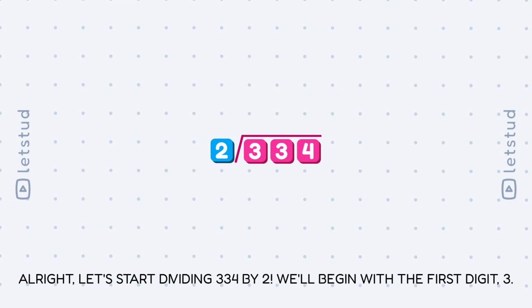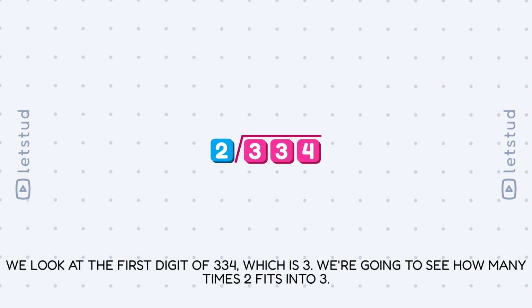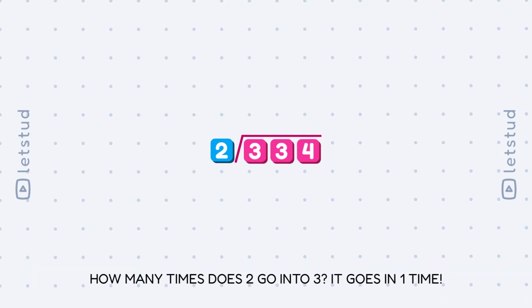Alright, let's start dividing 334 by 2. We'll begin with the first digit, 3. We look at the first digit of 334, which is 3. We're going to see how many times 2 fits into 3. How many times does 2 go into 3? It goes in 1 time.